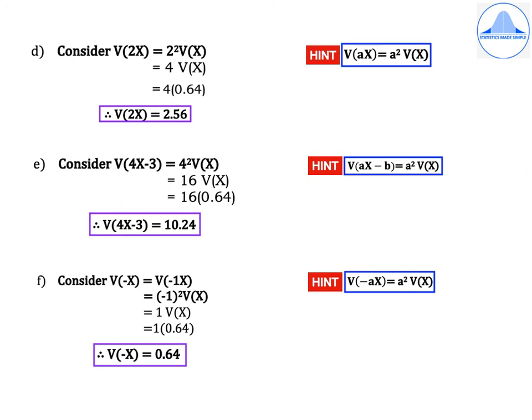The next result, consider V of minus x. Now, this is very similar to V of minus ax, which is equal to a square V of x. But the most important step is whenever you have V of minus x, you have to remember to write it in the format V of minus 1x. Only then you can use the hint which is given at the side. So this is equal to minus 1 square V of x, which is equal to 1 into V of x, which is 1 into 0.64. Therefore, V of minus x is 0.64.